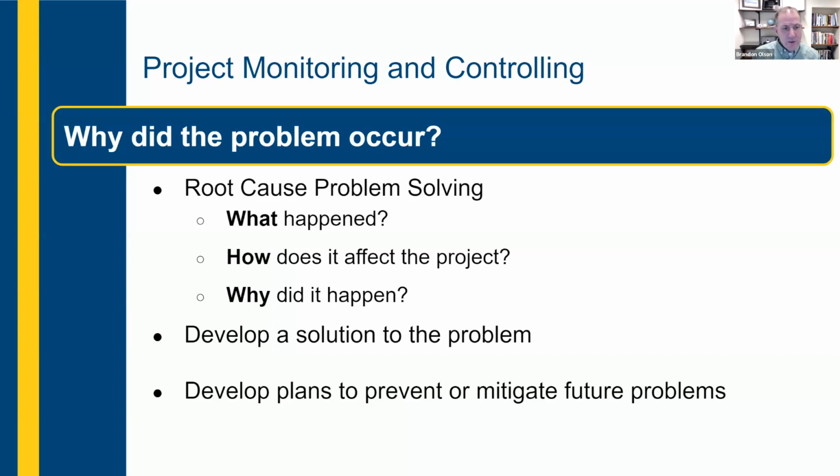So really, when we're trying to solve a problem, we want to understand, well, what happened? We want to understand how does it affect the project? And then we can work on a solution. But part of that, our question should be, well, why did it happen? And then what can we do to ensure that it doesn't happen again? So we're not only going to develop a solution to the problem, but we're also going to develop plans to prevent or at least mitigate future problems so that we don't see these problems occur or reduce the influence the problems have on the project. And again, it's not just the problems related to the operational efficiency, but also the problems related to the value proposition.